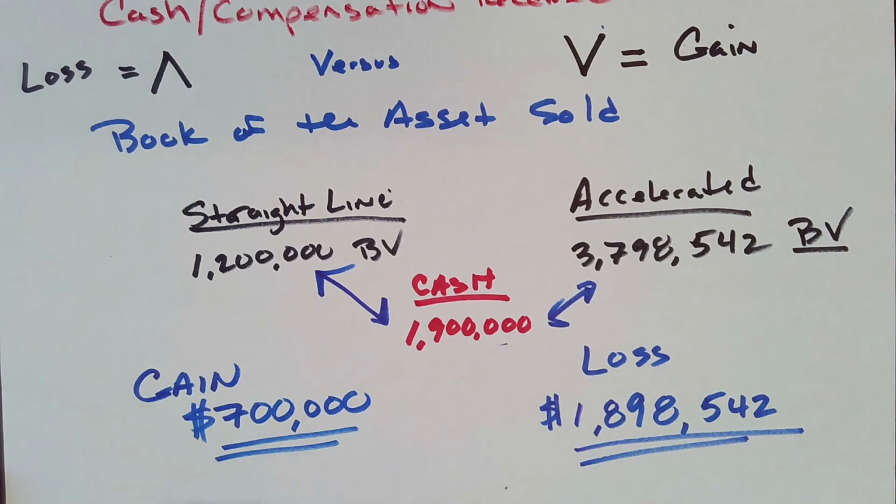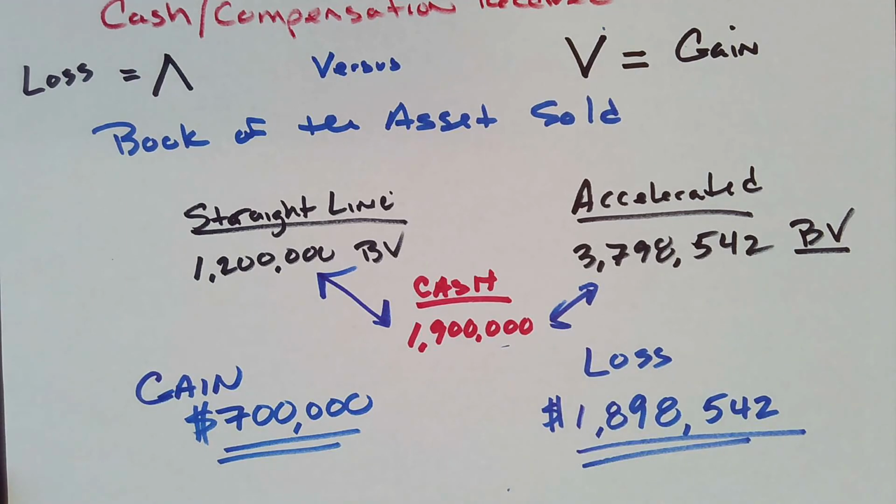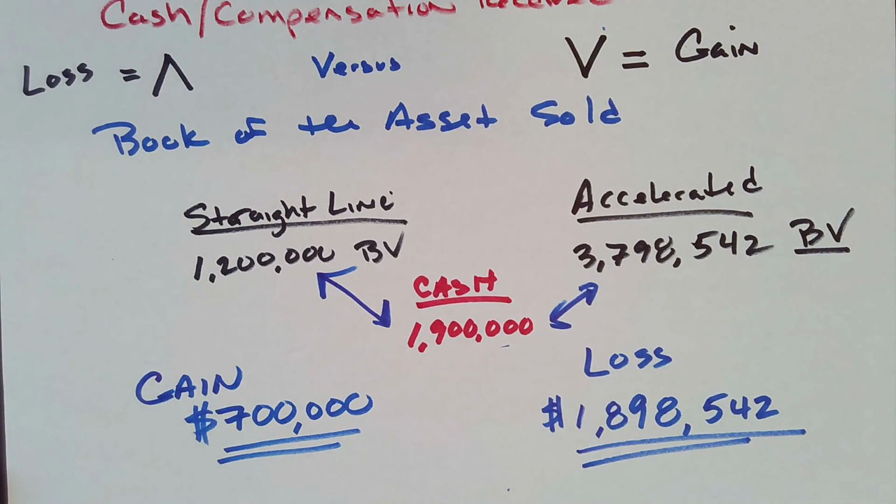So when I sell this asset, not only do I get rid of the cost, I also get rid of the accumulated depreciation and take in the cash. So I get this asset completely off my books after I sell it.